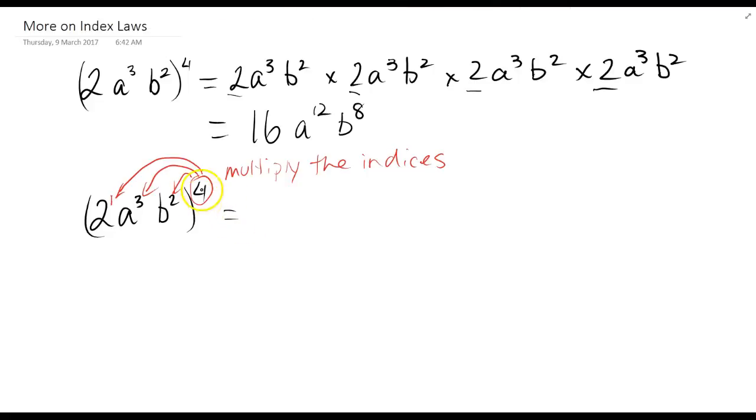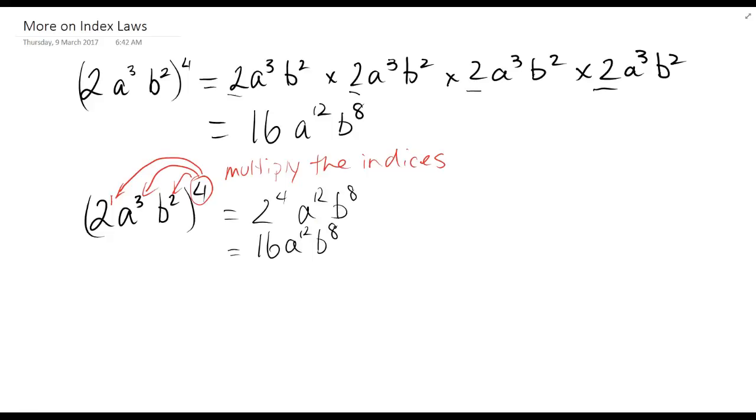So I get 2 to the power of 4, 1 times 4, and then I get a to the power of, well, 3 times 4 is 12. Oh, that's looking good, looking like what we had up here. And then b to the power of 2 times 4, which is 8. So you might be saying, oh, that doesn't quite look like what you've got up there, Miss Britton, but then I can do my number component, and 2 to the power of 4 is 16. And so now my answer looks exactly the same.